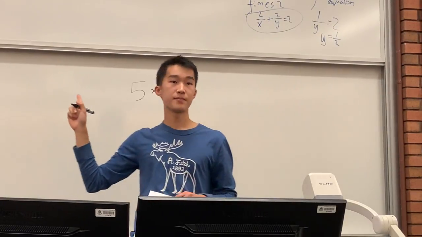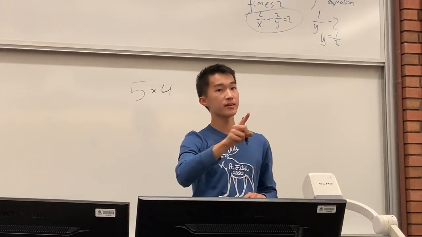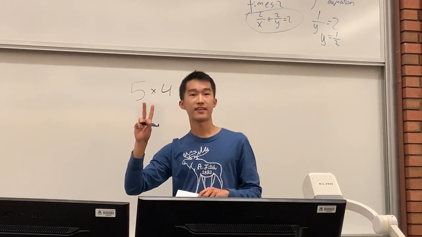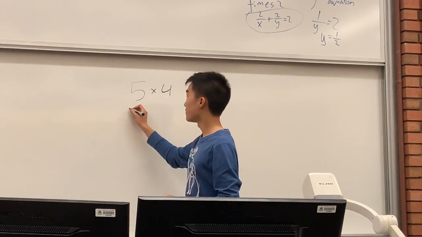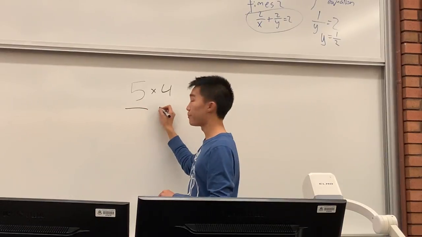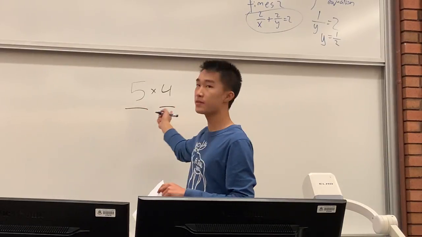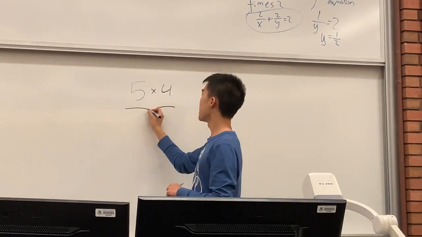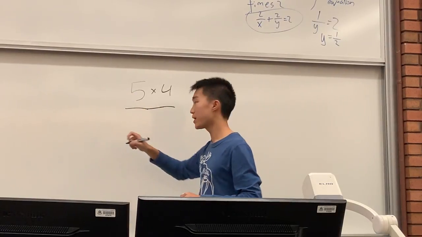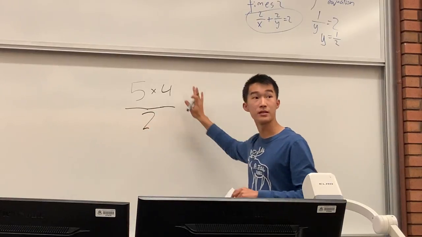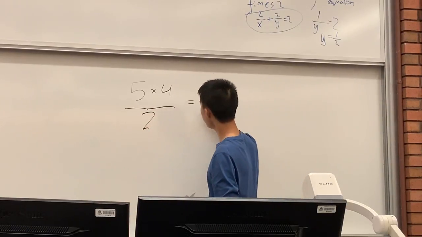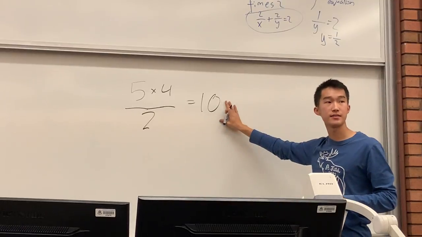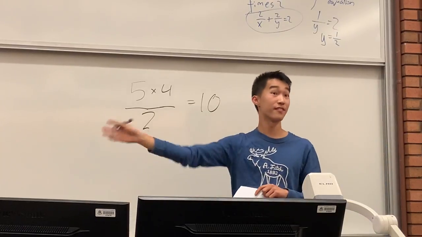But now the thing is, every pair of people gets counted twice, right? Say, for example, Alice gets chosen the first time, and Bob gets chosen the second one. That's the same thing as if Bob was chosen first, and Alice was chosen second. Since each of them gets counted twice, we just take this number and divide by 2. So in total there are 10 ways to choose 2 volunteers if there are 5 of you who volunteer.